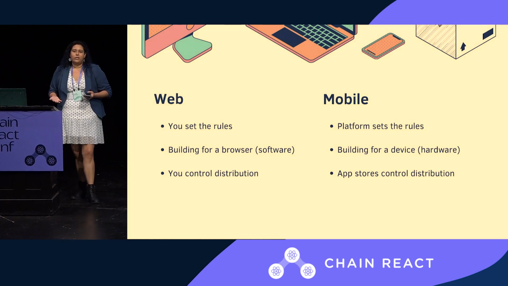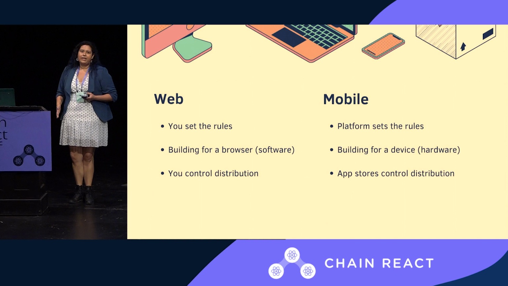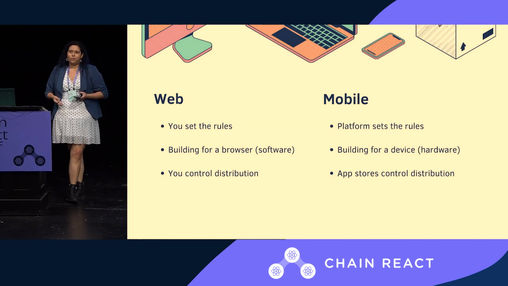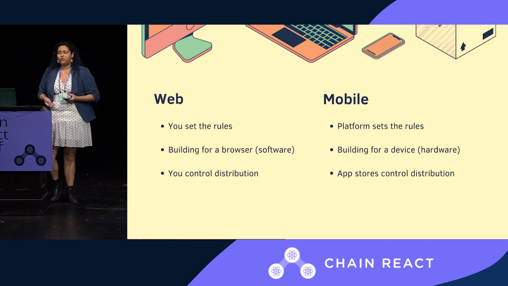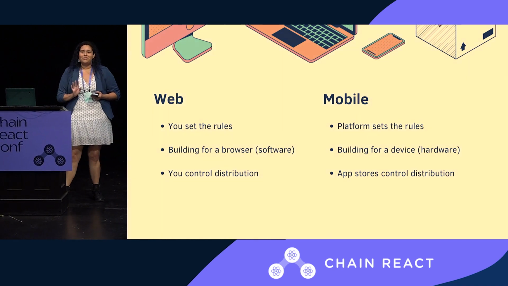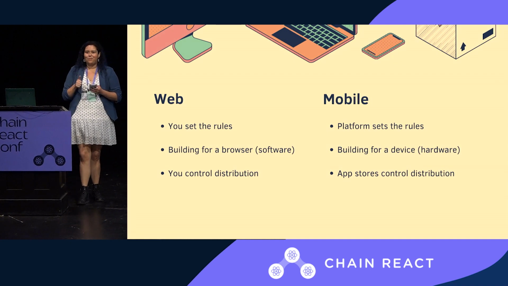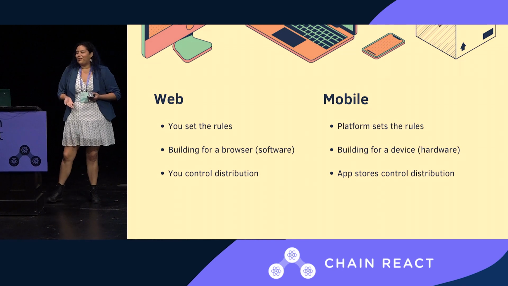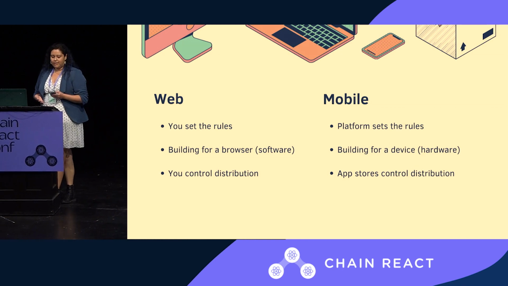With web, you also control distribution. You decide when you deploy new changes. You decide when to roll back. With mobile, you have to go through the app stores. App stores control the distribution of your apps. So yes, there are some sketchy things you can do where maybe you send an APK to someone and they have to bypass all the security features to install it on their phone. But most people aren't going to do that, so you have to go through the app store process to make that happen.